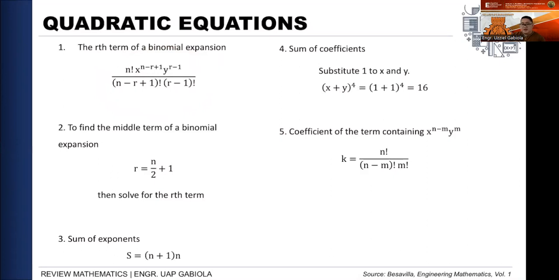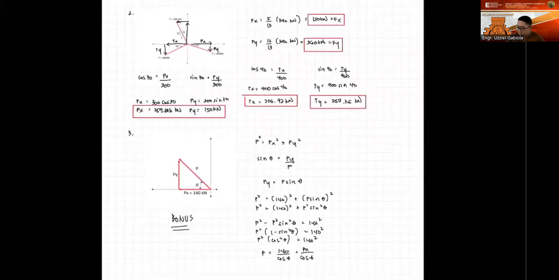So, ano yung ibig sabihin ng n? So, si n is kung ano yung exponent. Ano yung power? Ano ba tayong meaning? Wala. Ganyan na lang natin ito. Ay, sorry.